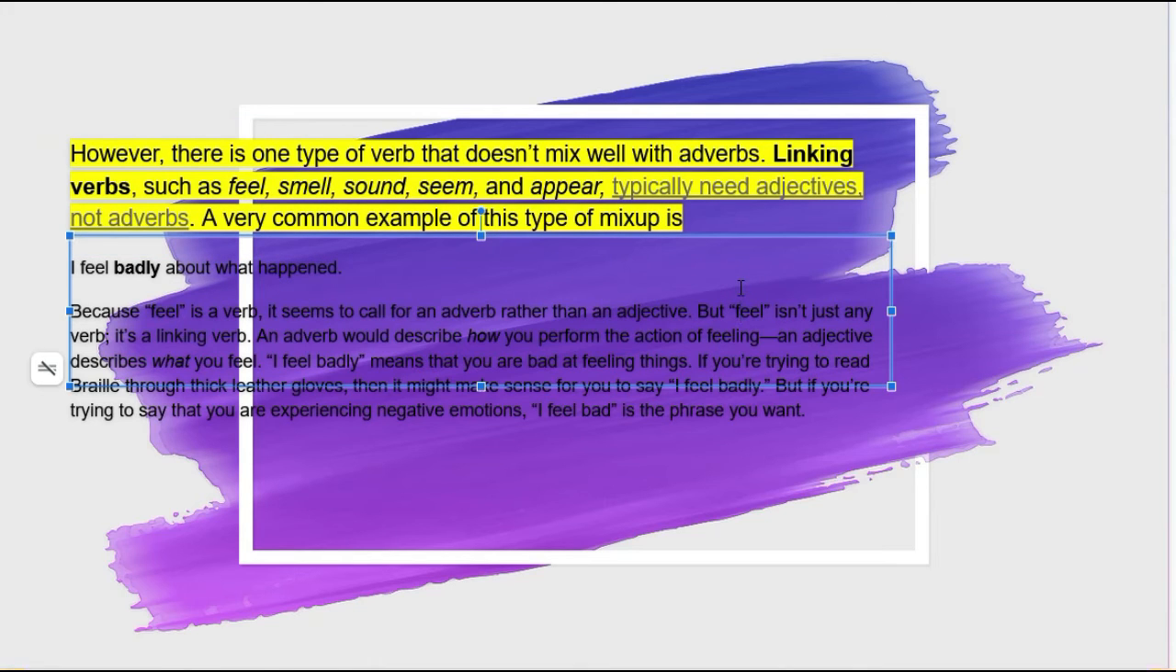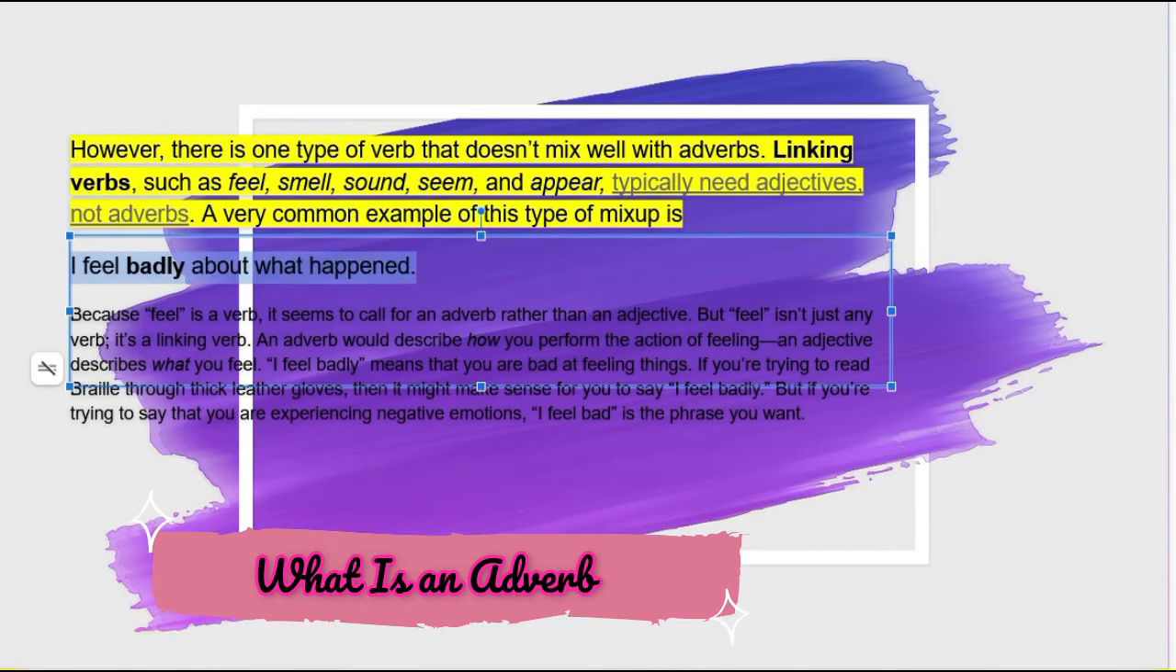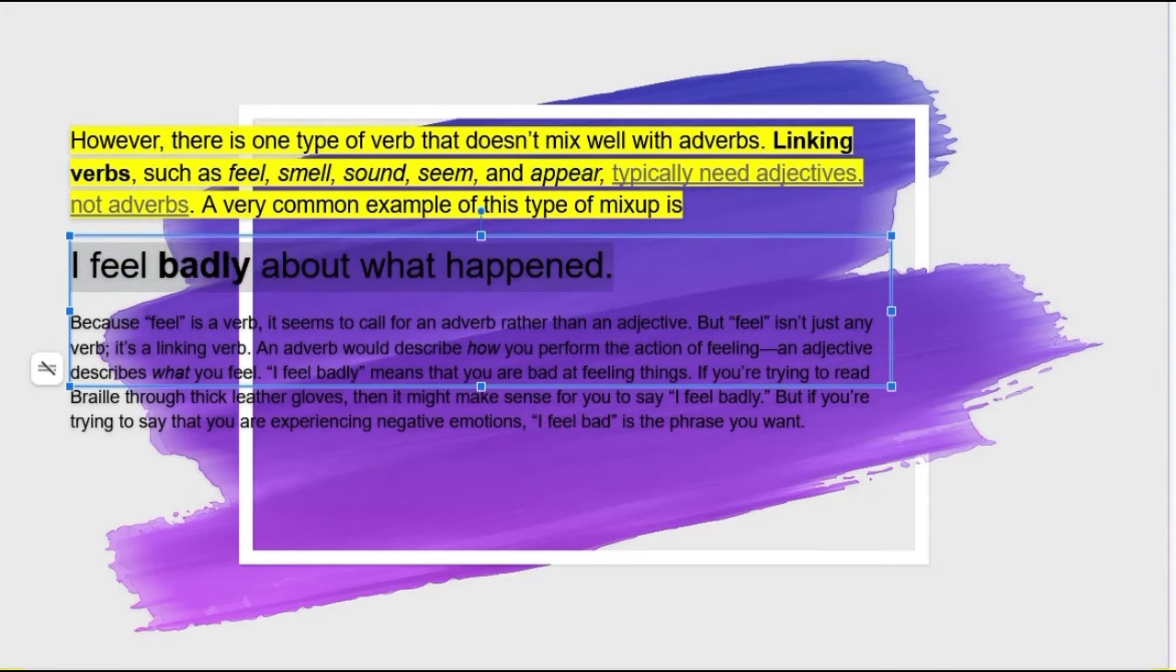However, there is one type of verb that does not mix well with adverbs. Linking verbs such as feel, smell, sound, seem, and appear typically need adjectives, not adverbs. A very common example of this type of mix-up: "I feel badly about what happened." I'm giving the examples very well. "I'm feeling badly."